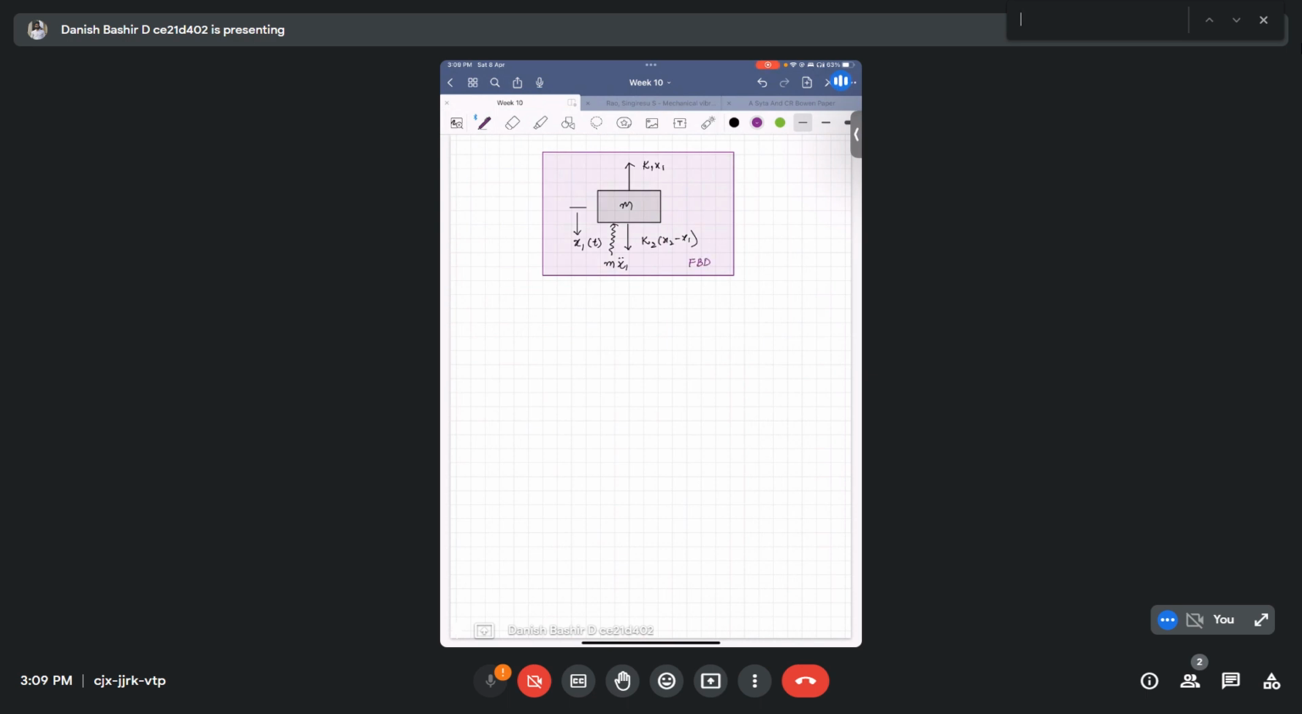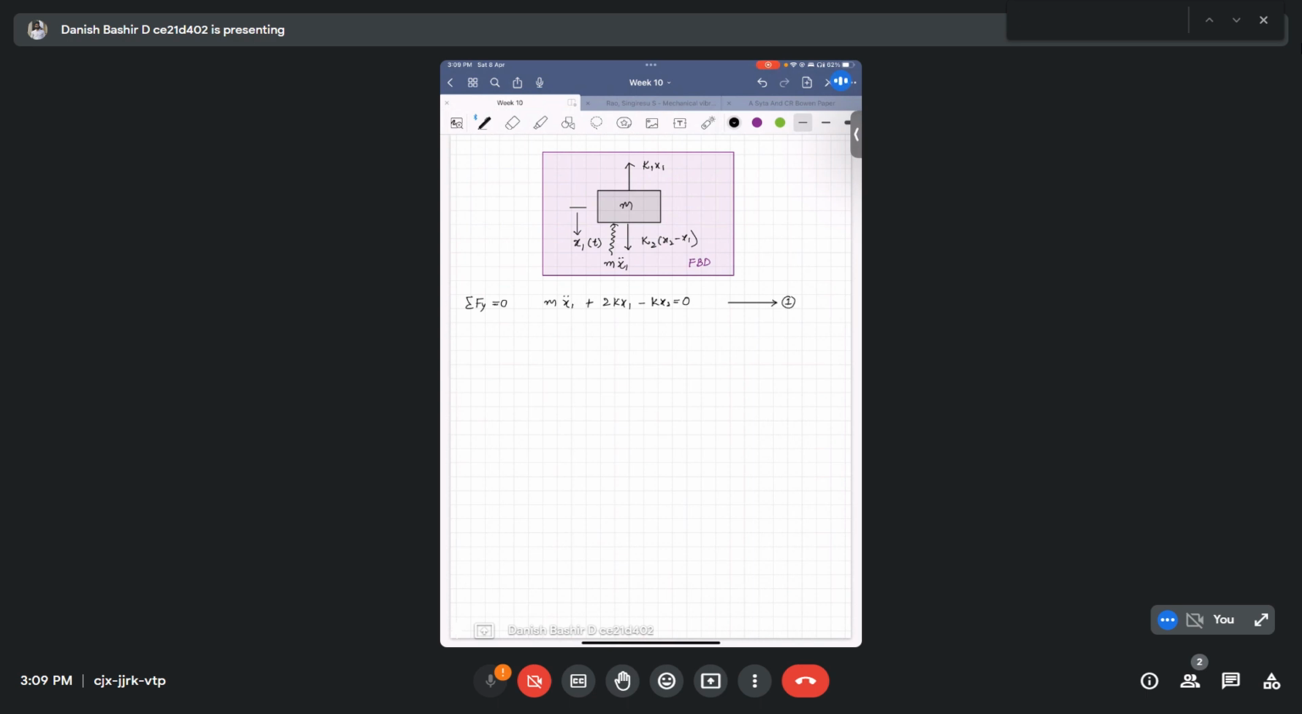So similarly, when we write the summation of Fy along the vertical direction equal to 0, we will get the equation for the first mass like m x1 double dot plus 2k x1 minus k x2 equal to 0. So let's treat this as equation 1.